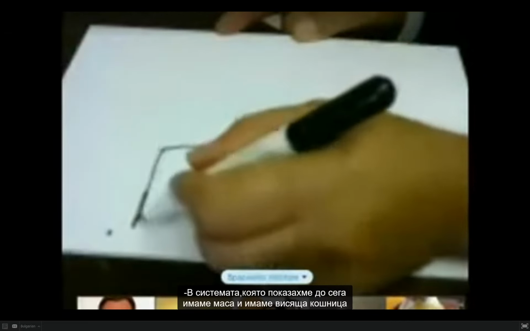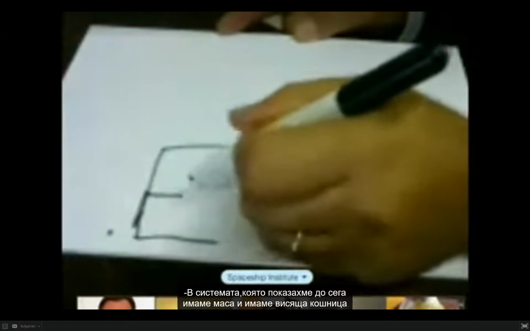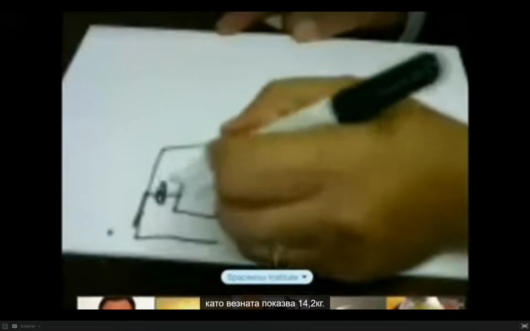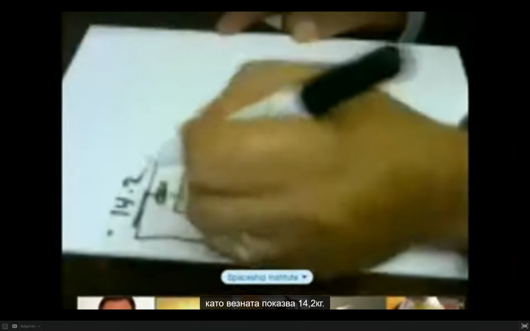And then we tell you who is with us today and who's been in the foundation in the past couple of days. In the system which we have shown up to now, we have a table and we have a hanging basket with a scale showing 14.2 kilograms.